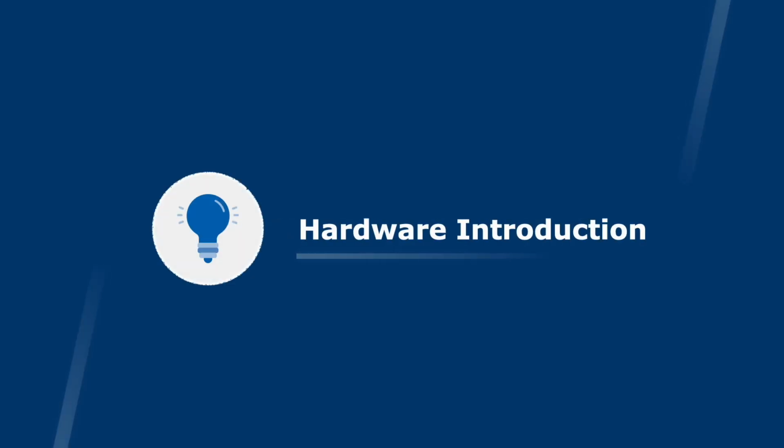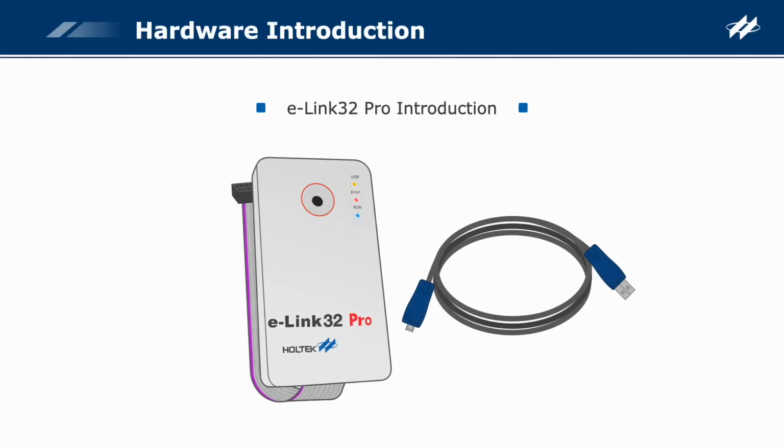Hardware introduction. The HT32 Pro is a new generation debug adapter developed by Holtek for 32-bit MCUs. It provides a simple, fast, and complete development tool that allows developers to program and debug their programs on the development board. By using together with Keil MDK ARM, IAR Embedded Workbench, or Segger Embedded Studio, the HT32 Pro provides powerful support to help developers implement efficient development and debugging.